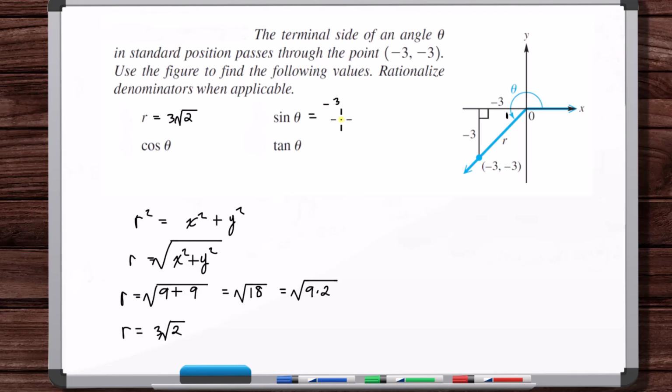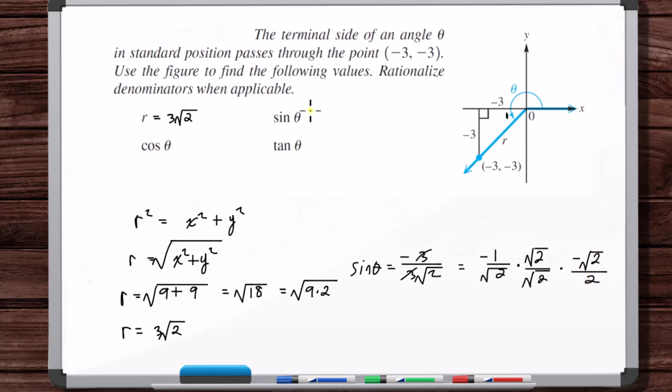Well, let's come out here, because we're going to need to rationalize this. So this is minus 1 over root 2. This is sine theta. But they want us to rationalize, so we can't have roots in the denominator, so we just multiply by 1 in the form of root 2 over root 2, and we're left with minus root 2 over 2.